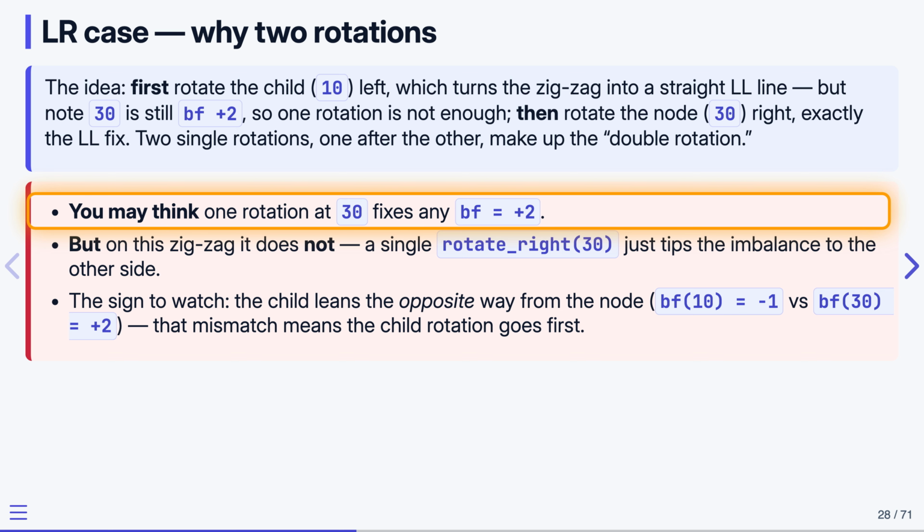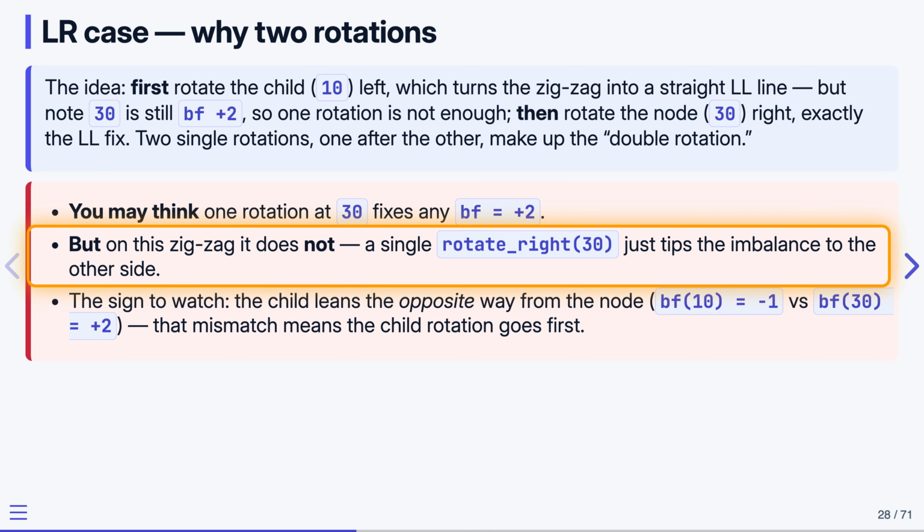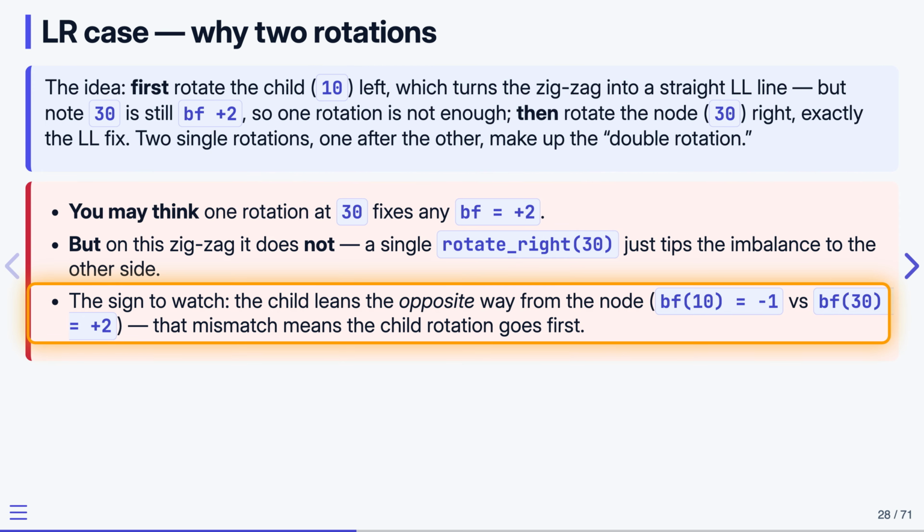Now the trap. You may think one rotation at 30 fixes any balance factor of plus 2. But on this zigzag it does not. A single right rotation at 30 just tips the imbalance to the other side. Here is the sign to watch for. The child leans the opposite way from the node. 10 is at -1 while 30 is at plus 2. That mismatch is what tells you the child rotation has to go first.